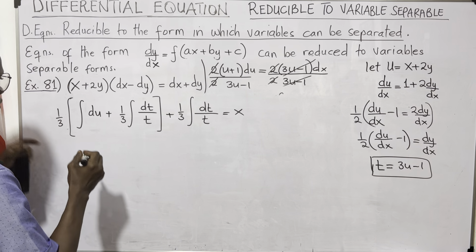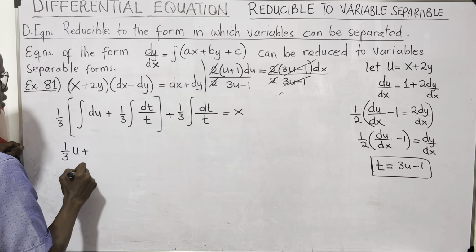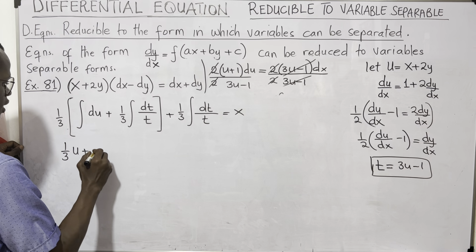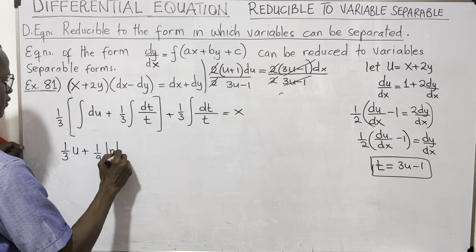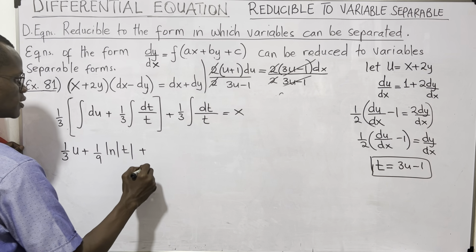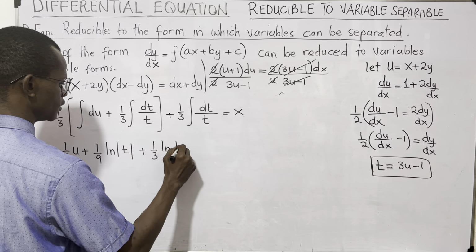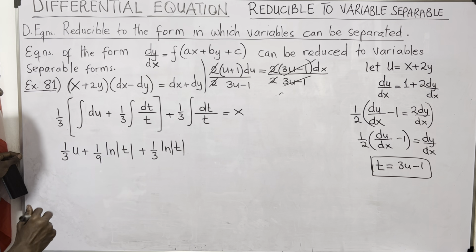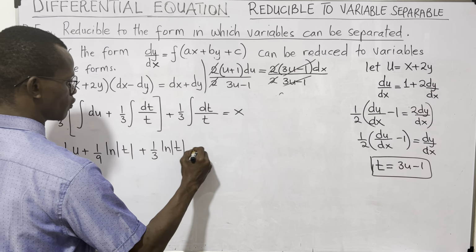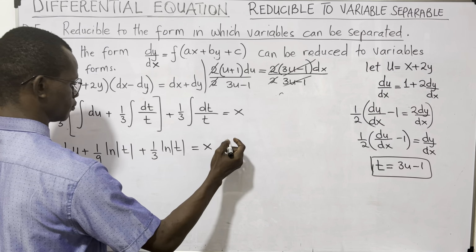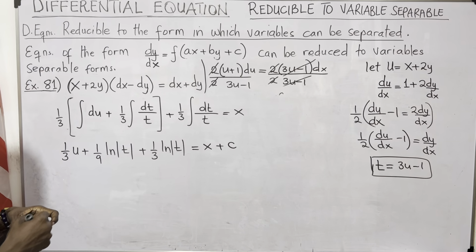So we integrate now. 1 over 3, the integral of du is just u, plus 1 over 3 times 1 over 3 is 1 over 9. The integral of dt over t is just the ln of t, plus 1 over 3, the dt over t is the ln of t. Right? Great. So we have all equals x plus some arbitrary constant c.